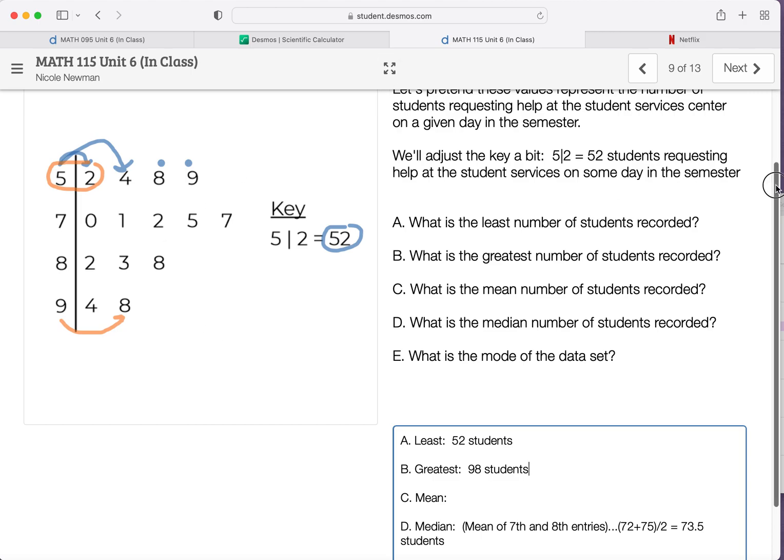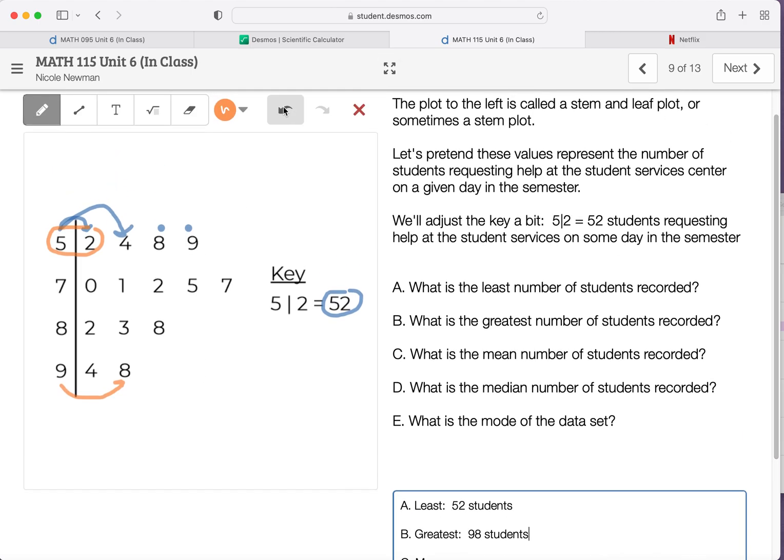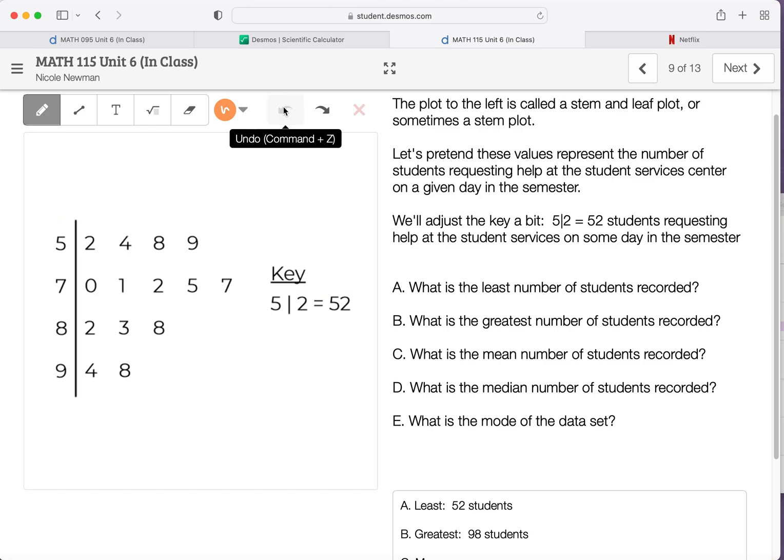Let me clear out some of this. All right, let me get a new color. If I count to the 7th entry, 1, 2, 3, 4, 5, 6, 7. Here's the 7th entry from the low end. 1, 2, 3, 4, 5, 6, 7. Here's the 7th entry from the high end.